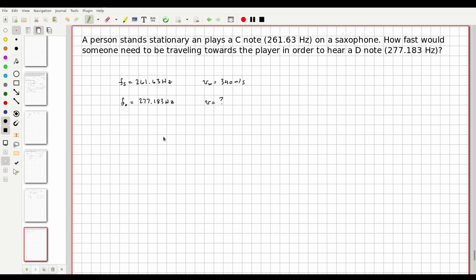Now, if you look at the equation that I just came up with, the observed frequency is related to the source frequency through, and I'm going to write it this way, V over V_W plus 1, because this is just a little bit easier to work with. I'm trying to find V. If I solve for V, that's going to be f_0 over f_S minus 1 times V_W.